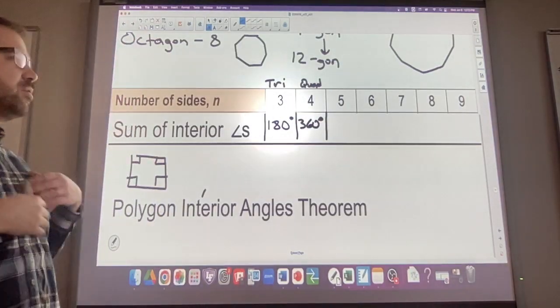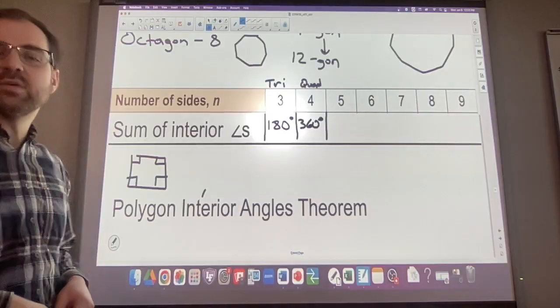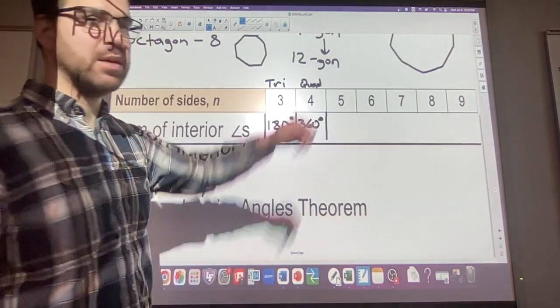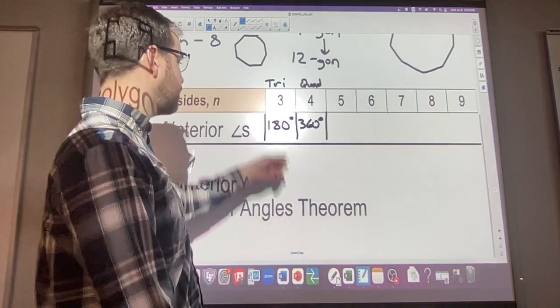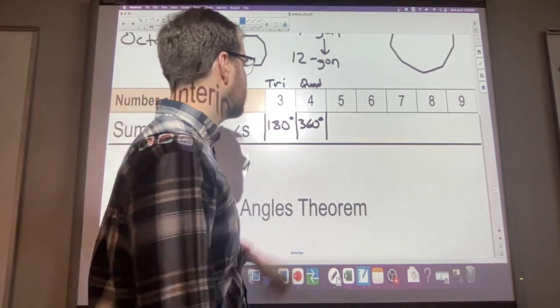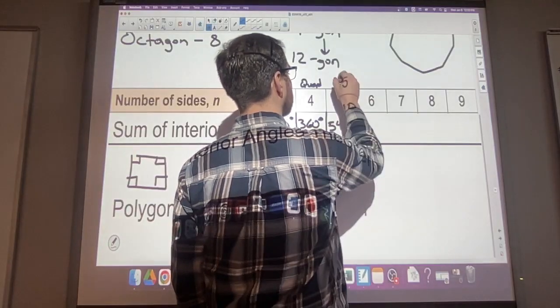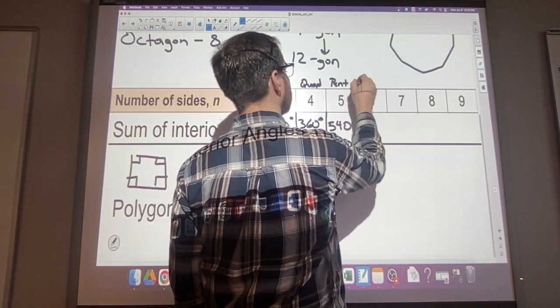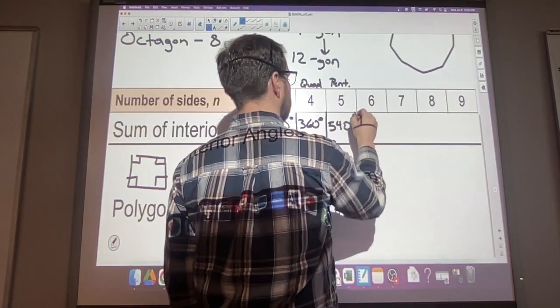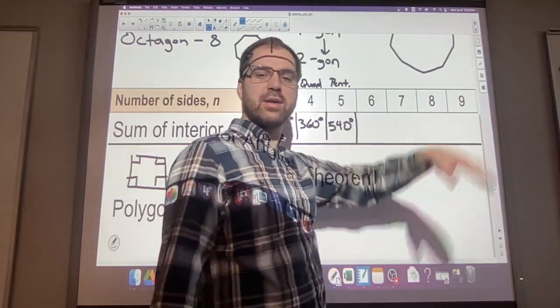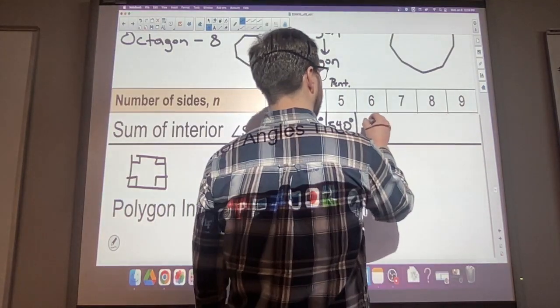Now, I'm not going to have you measure for a pentagon, see what it is, but the pattern actually continues where each time it goes up by 180. So 180, we got 360, we got 540 degrees for a pentagon, and then we can continue from there. Why don't you fill in the rest? Just add 180 each time.